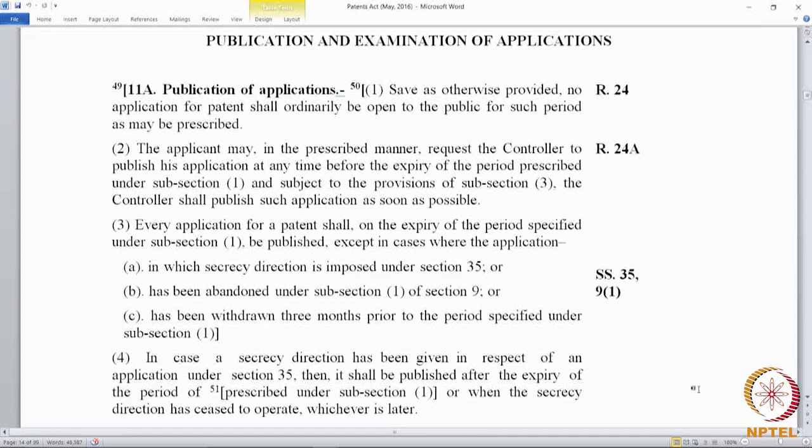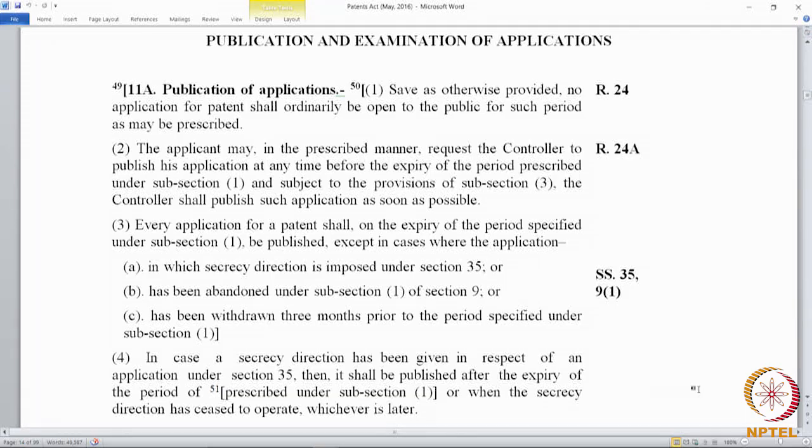So, sections 1 to 11, so far what we have seen, apart from the preliminary and the definition sections, deal with the preparatory part. What amounts to an invention, what are the exceptions to patentability, who can apply, what should be the form to apply, what are the different types of specification, when you can follow one specification with another, and the priority rules.